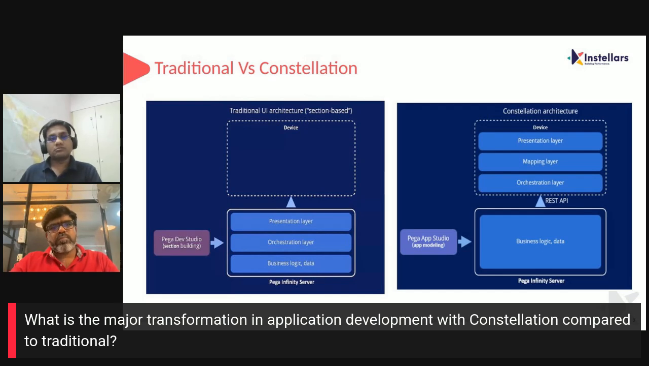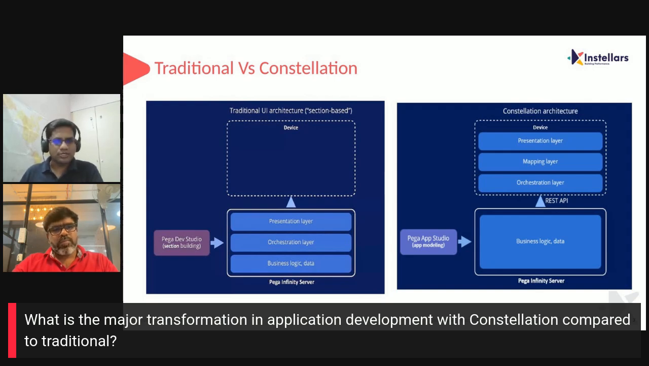So in terms of development, there is a big shift. One of the big shifts is that in traditional development, we can design and build any UI we want with the sections and harness. That's how we used to build it out. Whereas Constellation is mainly focused on outcome-based design and business-oriented data modeling. These are the two aspects that come with Constellation.